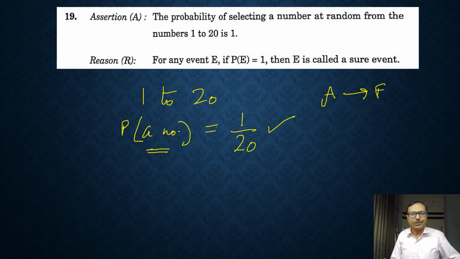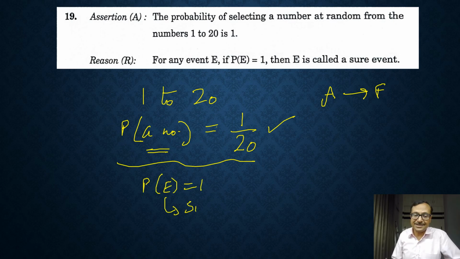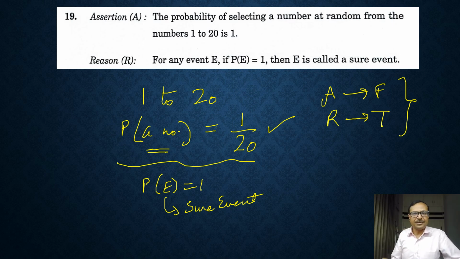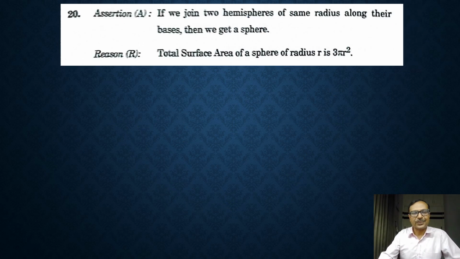Now you don't even have to look at the reason, but let's see what the reason is. For any event E, if the probability of the event is 1, then E is called a sure event. Yes, it is called a sure event. So the reason is true. So the assertion is false and the reason is true. Where does that option come in the answer? It is D, the false and the true. Assertion is false and the reason is true.